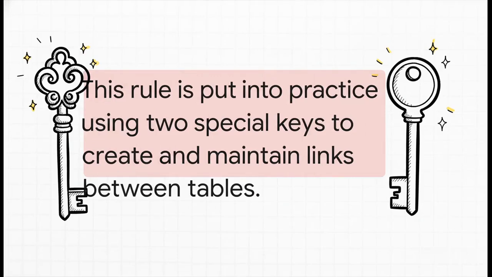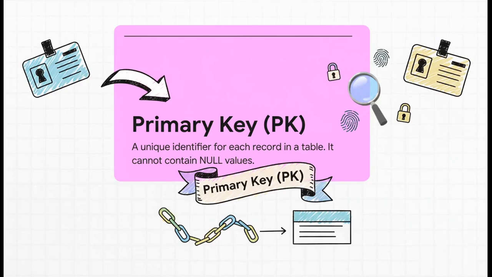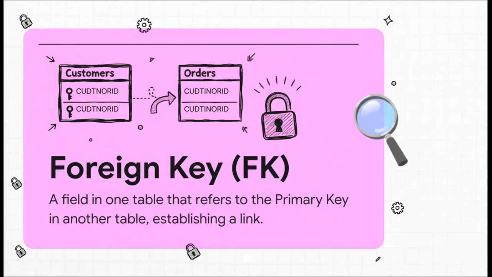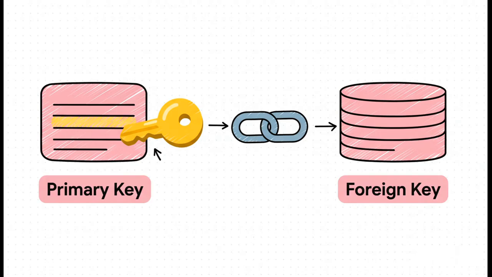Now, you might be wondering how this rule is enforced, right? It's all done using two special keys. First up, we have the primary key. Just think of it like a student's unique roll number. And then you have the foreign key. Its only job is to link back to a valid primary key. So let's be very clear. The primary key is the unique ID. The foreign key is the link.